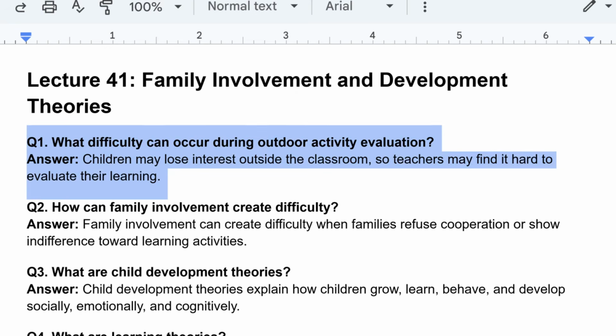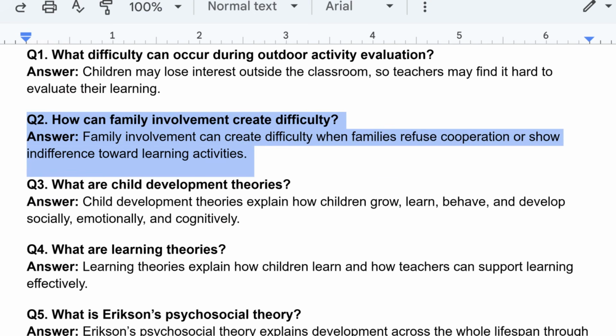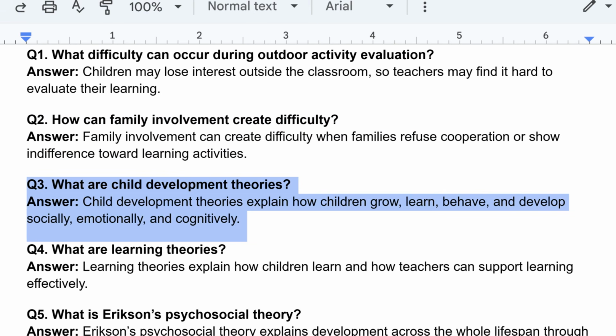How can family involvement create difficulty? Family involvement can create difficulty when families refuse cooperation or show indifference toward learning activities. What are child development theories? Child development theories explain how children grow, learn, behave, and develop socially, emotionally, and cognitively.